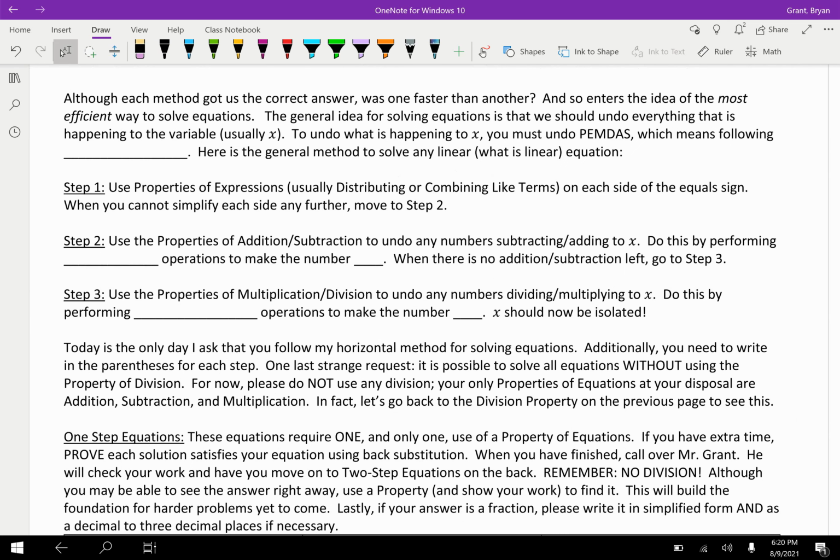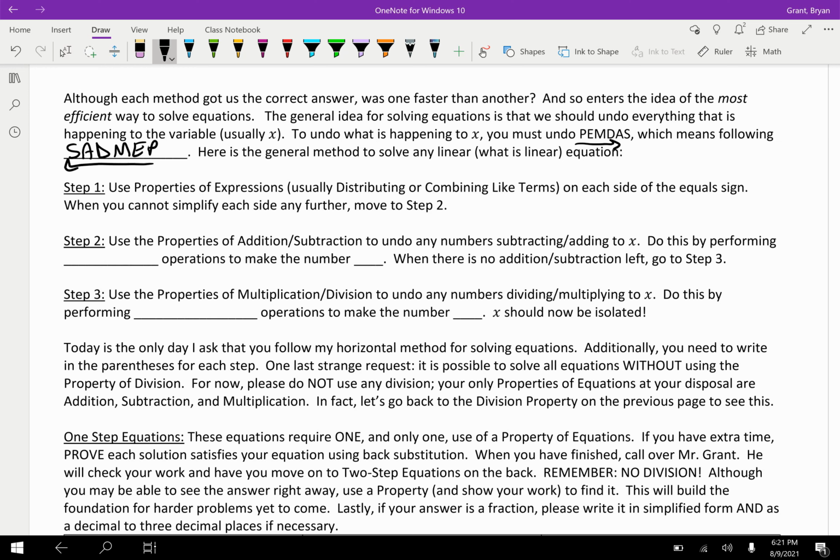Although each method did get us the correct answer, x equals 5, was there one that was faster than another? Well, of course, the last one was the most efficient. And this enters the idea of the most efficient way to solve equations. The general idea for solving equations is that you need to undo everything that is attached or happening to your variable. Remember, x is known as our variable. To undo what's happening to x, you have to undo PEMDAS. And if you undo PEMDAS, then we work backwards. That means instead of PEMDAS, we actually do SADMEP.